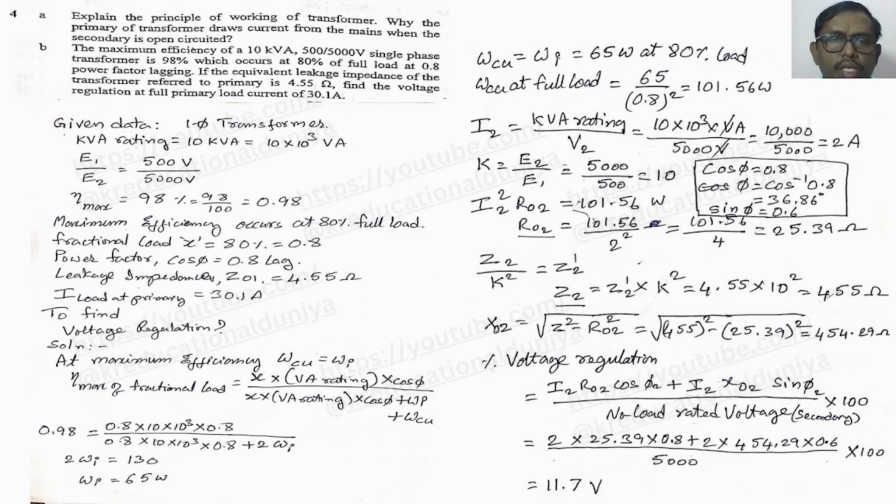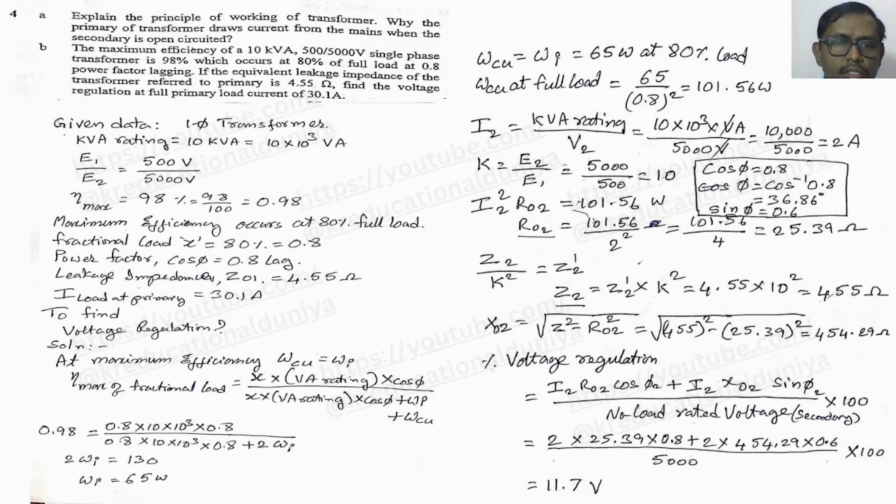Maximum efficiency at fractional load is X into VA rating into cos phi by X into VA rating into cos phi plus iron loss plus copper loss. Here, as it is a fractional load, the iron loss is equal to copper loss for maximum efficiency, so WI plus WCU both are equal. So the maximum efficiency 0.98 is equal to X value, fractional load, that is 0.8 into VA rating, 10 into 10 power 3, into cos phi value 0.8, by again X value 0.8 into VA rating 10 into 10 power 3 into cos phi value 0.8 plus, WI equal to WCU for maximum efficiency, so 2 WI.